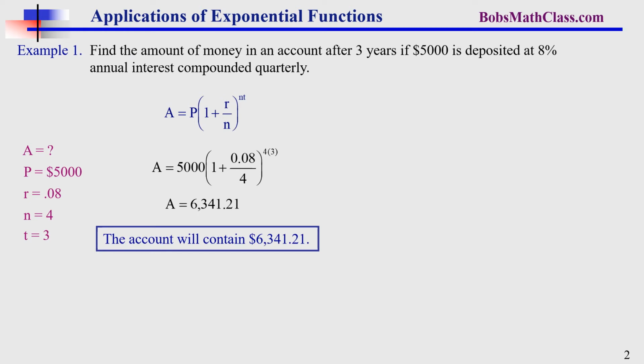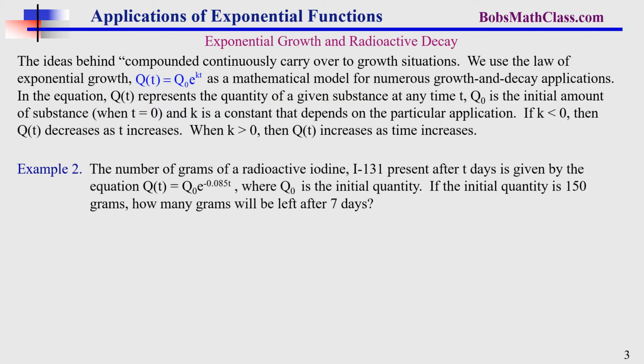Anyways, that's our answer, $6,341.21. All right, that was it. So just type it in and work it out. The next thing we're going to talk about is exponential growth and radioactive decay problems. You don't have to know any formulas or know anything about chemistry or biology. All we're doing is putting numbers into a formula.